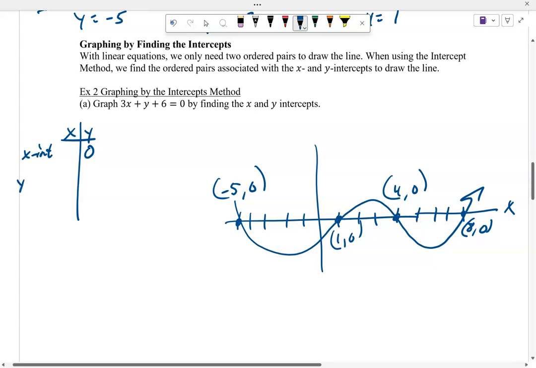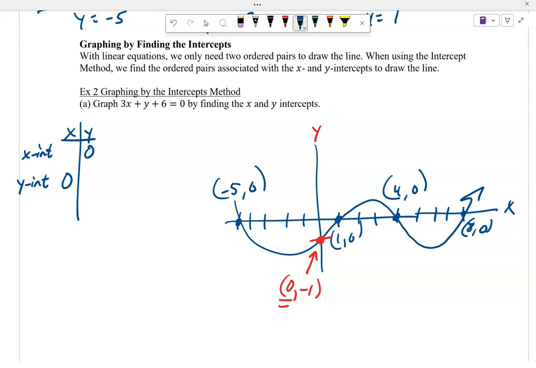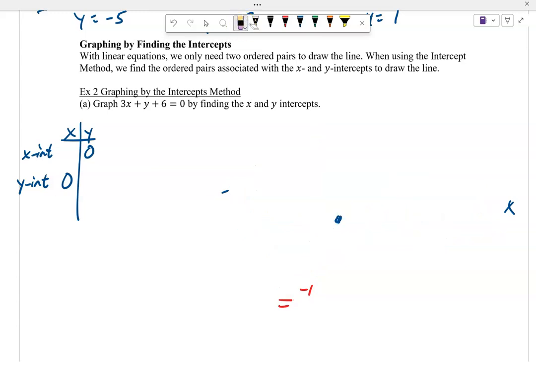Whereas when you're finding the y-intercept, so this point right there, that's where it crosses the y-axis. See how that point is 0, -1? See how the x value is 0? When you find a y-intercept, you're going to let the x be 0. Okay? So again, to find the x-intercept, let y be 0. When you find a y-intercept, let x be 0.